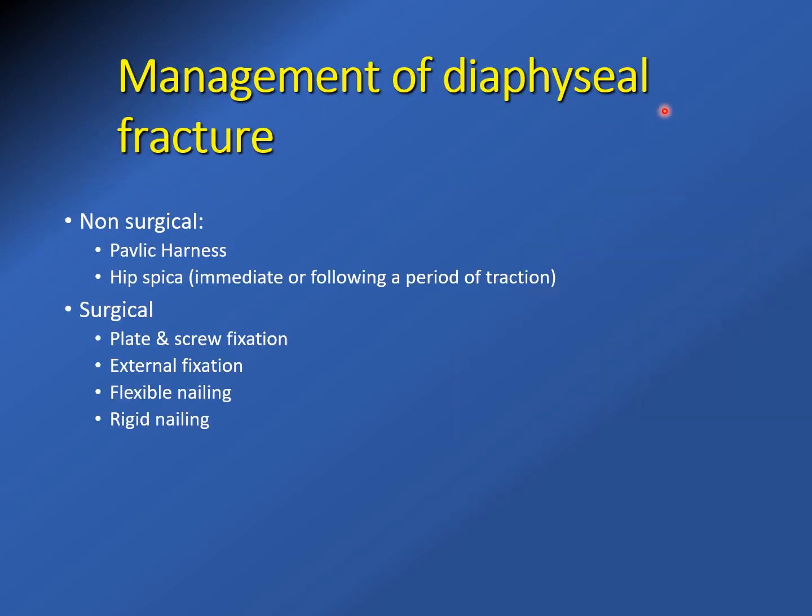So what is the management of the diaphyseal femur fracture or the shaft fracture? This is a brief introduction, and we're going to speak about these methods in the next slides. To classify the treatment options, it can be non-surgical or surgical. The non-surgical is the Pavlik harness or the hip spica, and we're going to see examples for these. The surgical can be either plate and screws, external fixators, or some sort of nailing, either flexible nailing or rigid nailing. We're going to go through these options in detail in the next slides.